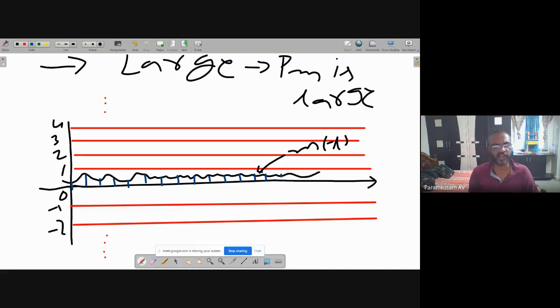See, at any instant of time, all the samples will lie in one quantization level only. Am I correct? At any instant of time, all the samples lie within only one quantization level, that is 0 to 1. So what is the quantization value of any sample? 0.5. All samples will be mapped to 0.5 volts. Am I correct or not? Very good. All samples will be mapped to 0.5.